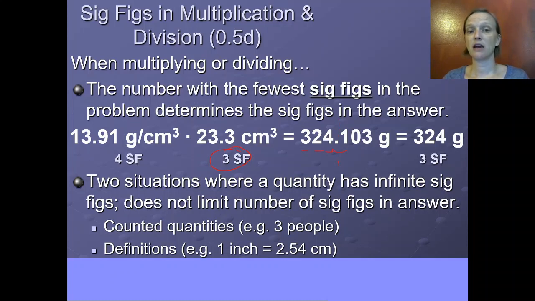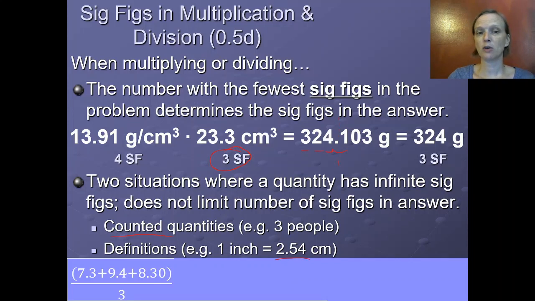So for instance, if I'm averaging something and I divide by the number of people that I've counted. I counted 3 people, even though the number 3 only has 1 significant figure, because it's something that I counted, it's considered to have infinite significant figures. Similarly, a definition like 1 inch equals 2.54 centimeters. That's a definition. Even though it looks like this number has 3 significant figures, we treat it as having infinite significant figures, and this is not the limiting factor in a calculation.